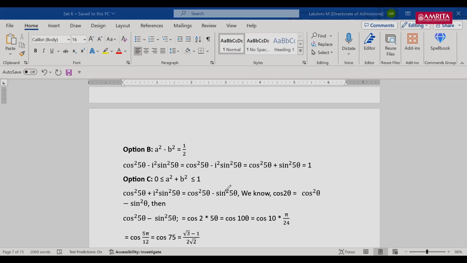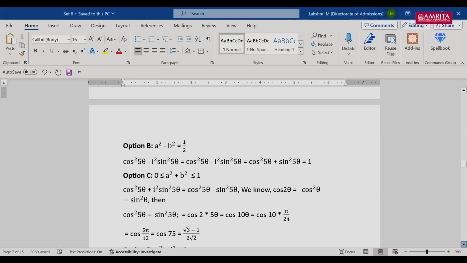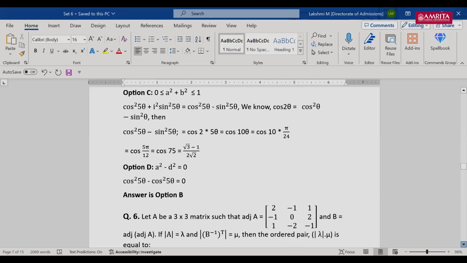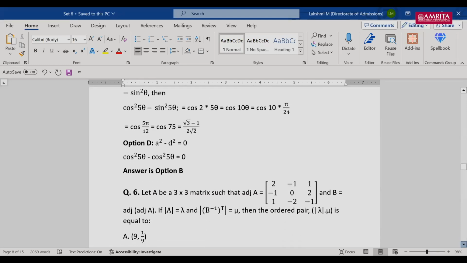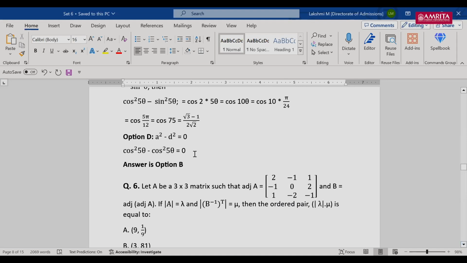So you could just apply cos 2 theta, that is 2 into 5 theta, that is 10 theta. So theta is pi by 24, so this is something like 5 pi by 12. Once you know the value of 5 pi by 12, it's going to be something which is lesser than 1 only. I think I have just solved it also. It's cos 75, that is root 3 minus 1 by 2 root 2. Now a square minus d square, that is actually 0. So the one option which is not satisfied is a square minus b square equal to 1 by 2, I think. So that's the option, that's B.